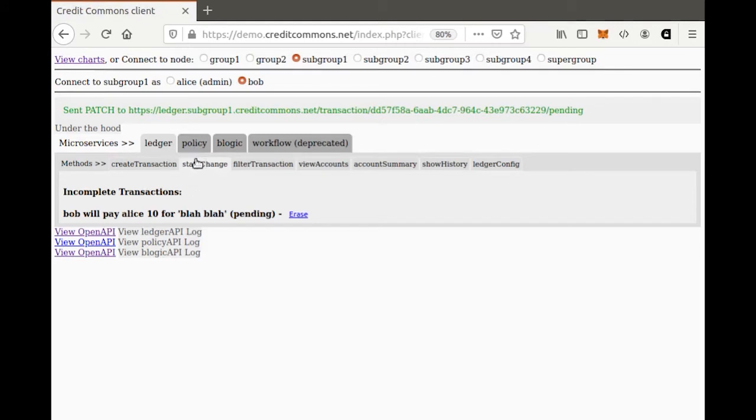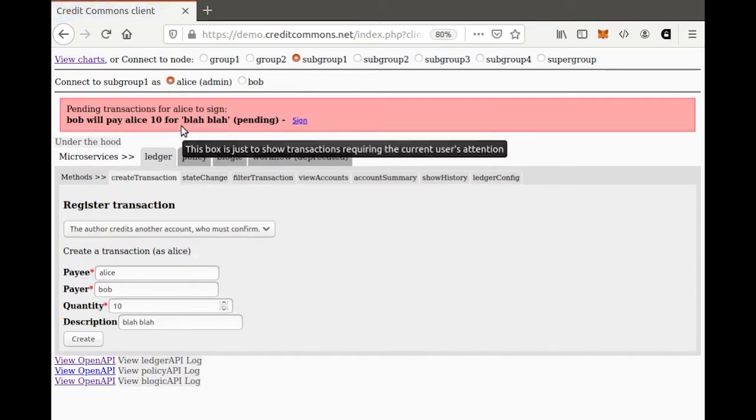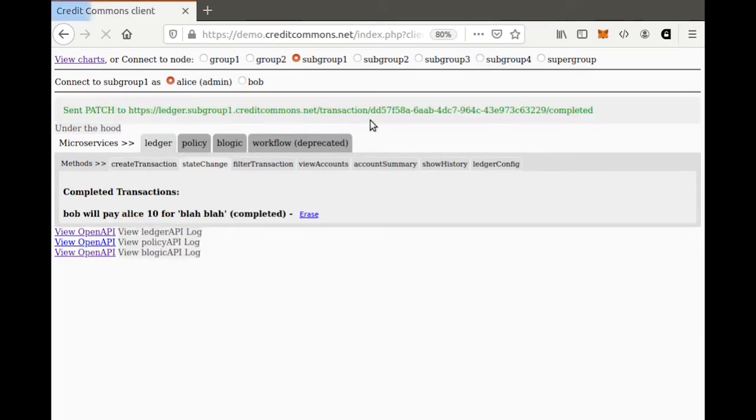and now it appears in this section state change, where it enters the workflow. Well, at the moment all I can do as Bob is erase this transaction. But if I go and log in as Alice, the transaction appears at the top because it requires her attention, and she's invited to sign it. So if Alice signs the transaction, then it moves into a completed state, and that means Bob and Alice's balances are both changed. Let's see if we can look at the balances.